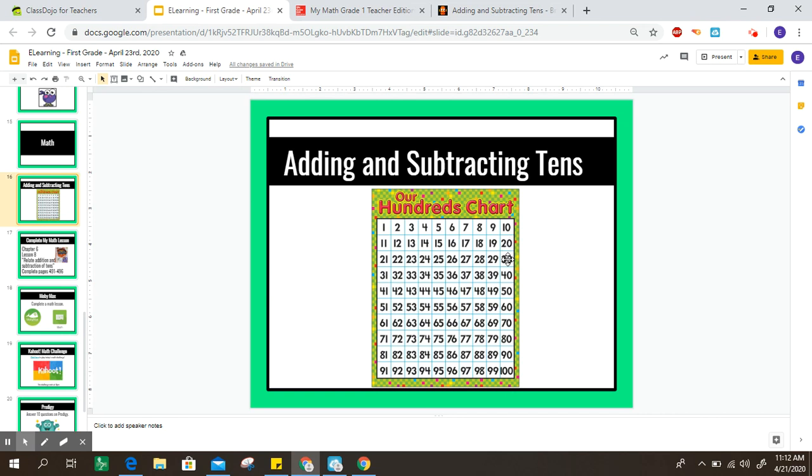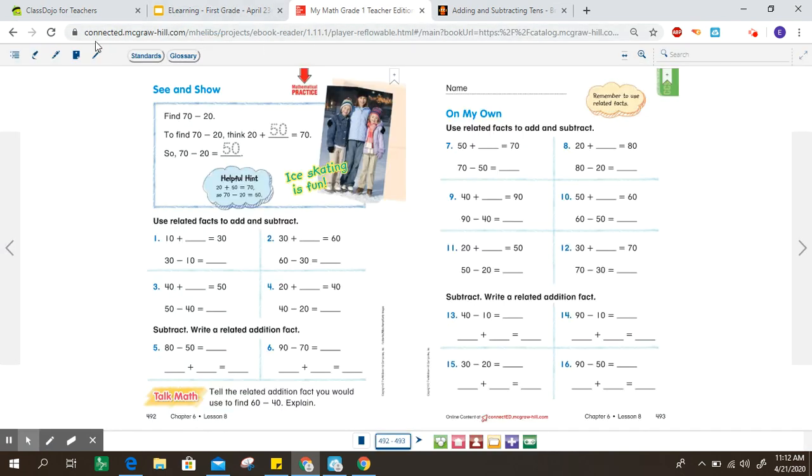If you need proof, let's count backwards from 30 till we get to 10. 1, 2, 3, 4, 5, 6, 7, 8, 9, 10. And I ended at 20. So on your work over here, if I know that 30 take away 10 is 20, well, then I know my related addition. Then I will therefore know 10 plus 20 equals 30.